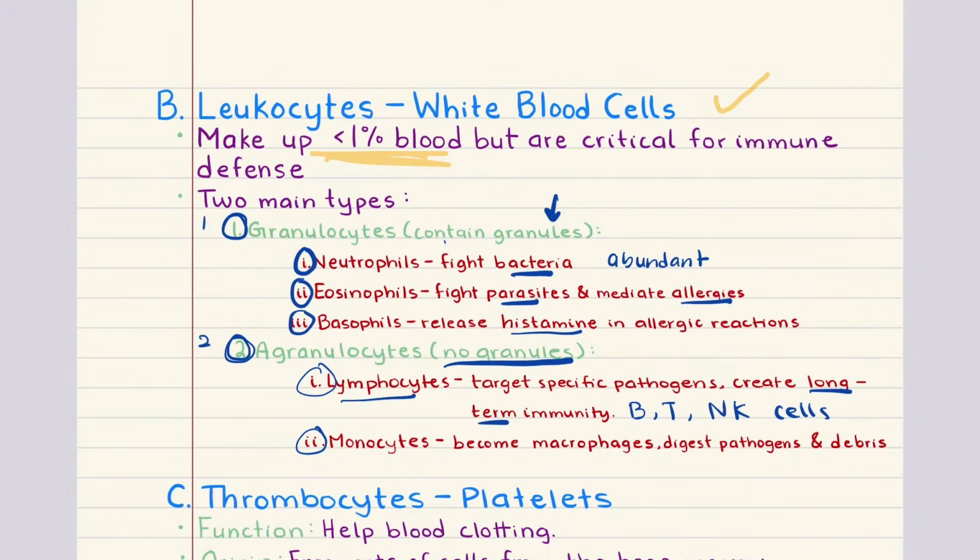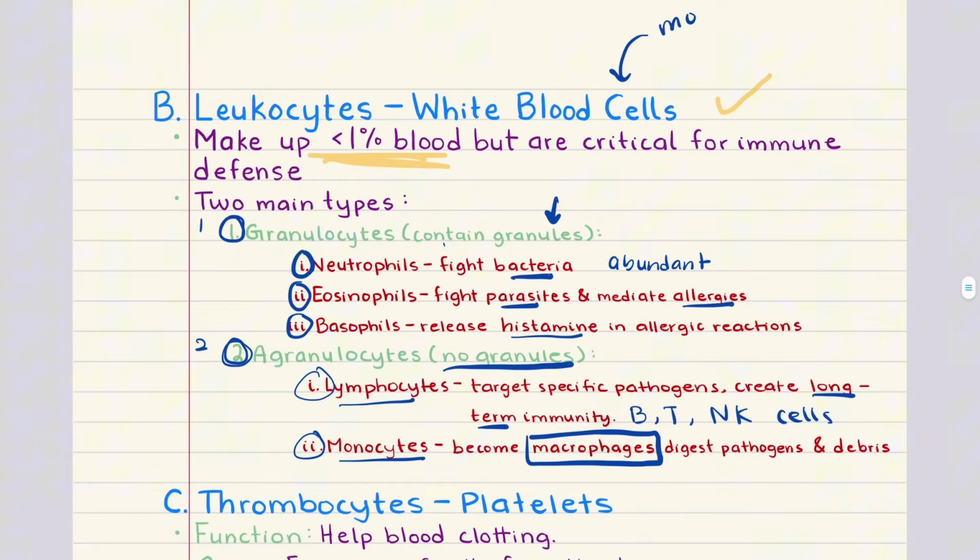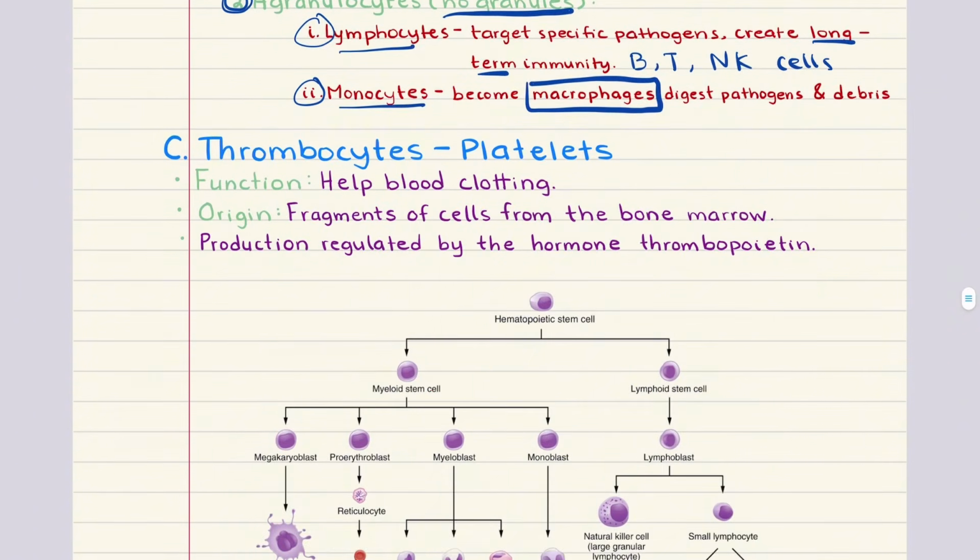Monocytes circulate in the blood, and once they migrate into tissues, they become macrophages. Macrophages digest pathogens, they clear debris, and they're very important for chronic inflammation and immune signaling. So even though white blood cells are few in number, they provide diverse and powerful immune responses against infections and other threats.